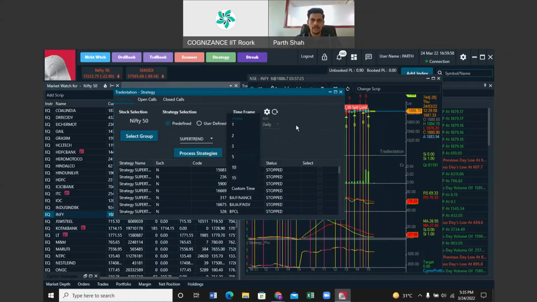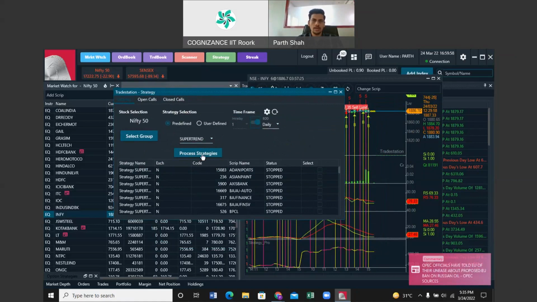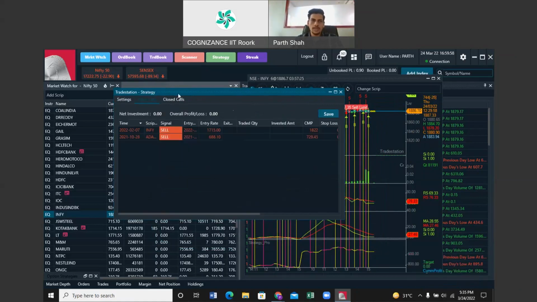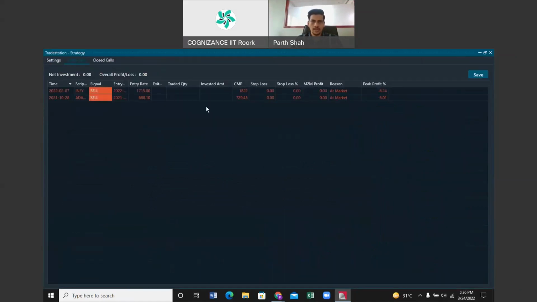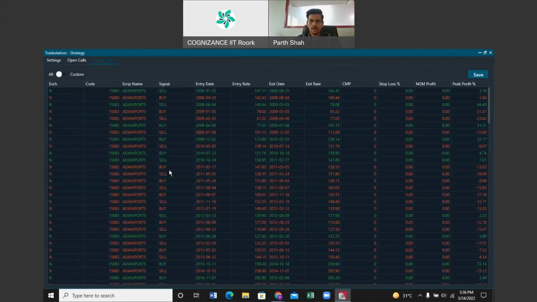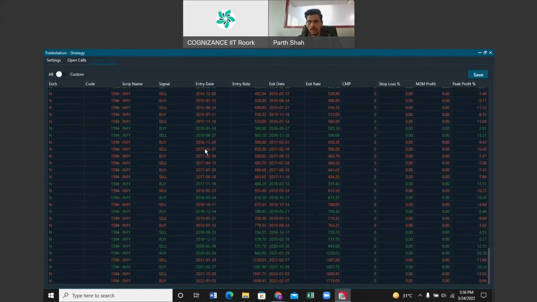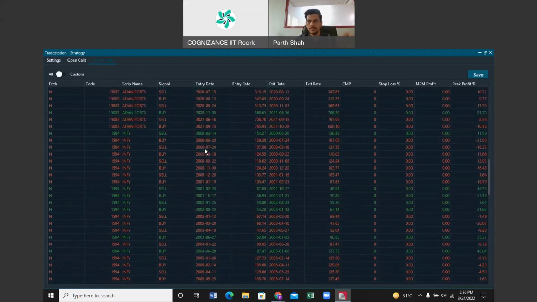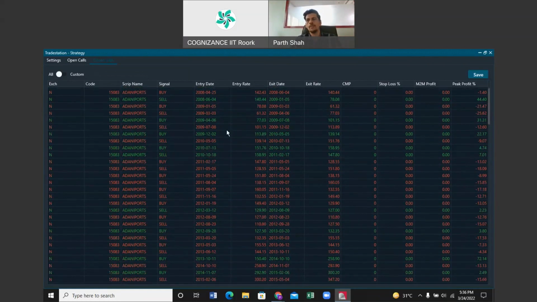So I say let's take the daily time frame. I'll process this predefined strategy. It will process and give me the result. So this would have given me this result. If you see, if you have traded based on this particular strategy, then you would have made this many trades where you would have had this many losses and this many profits. So trade by trade can be seen here.